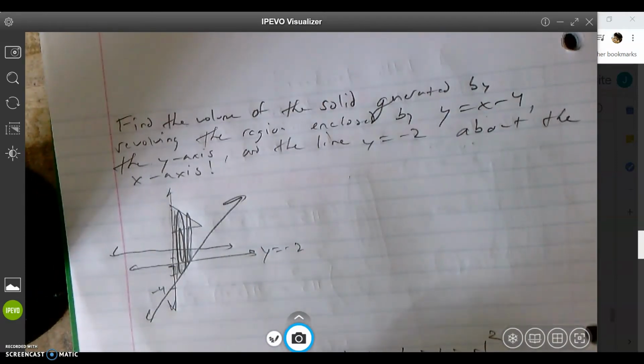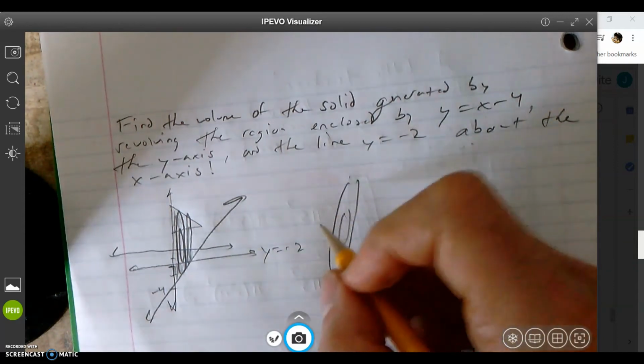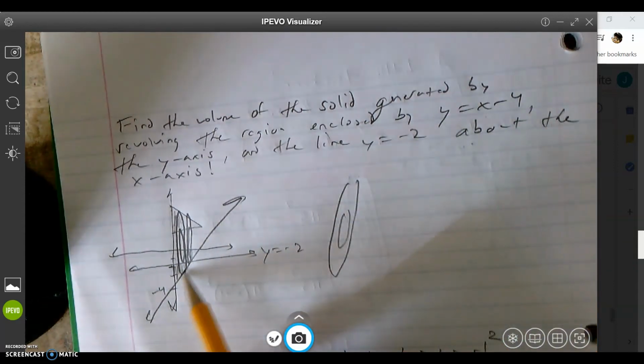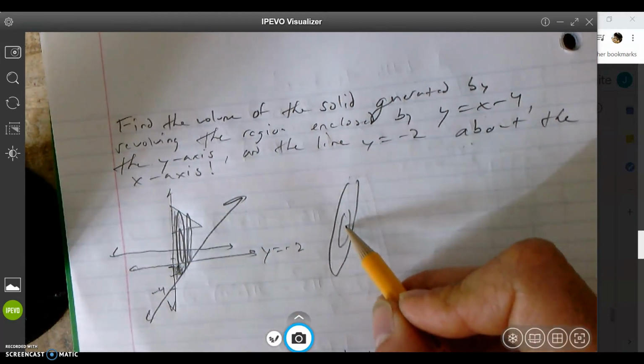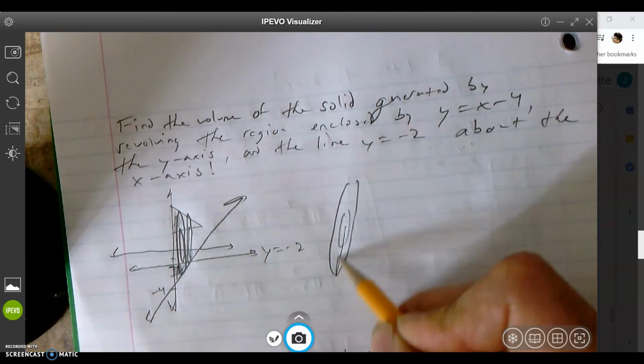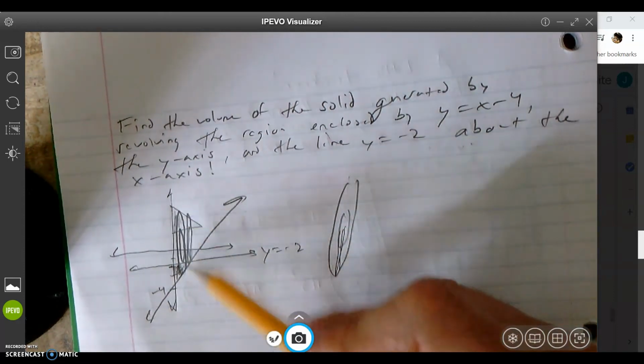So it should look like that. In this case, where was the original area? Down here. So this is the original area down here. So I'm finding my radius from the bottom. You always start where the actual area is. Don't start where your mirror image is, okay?